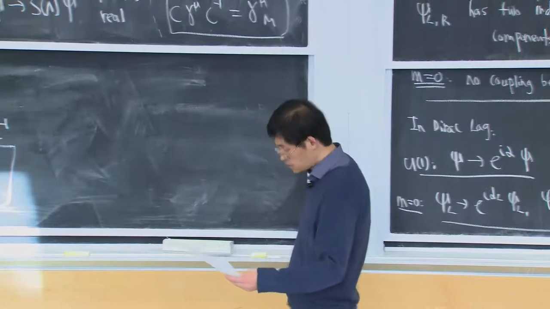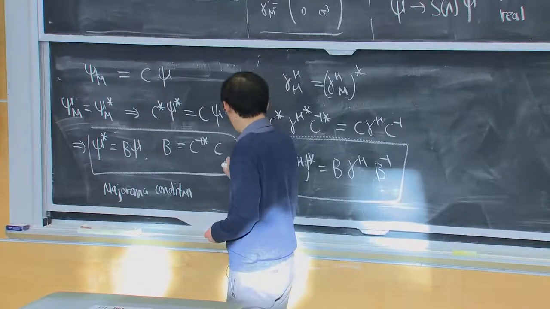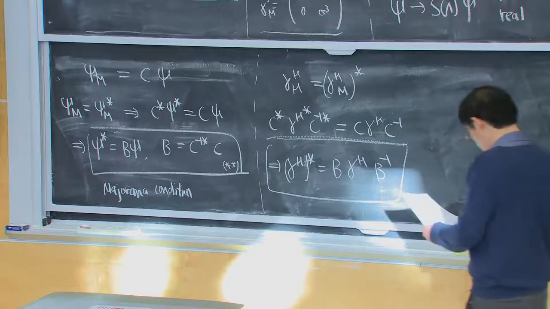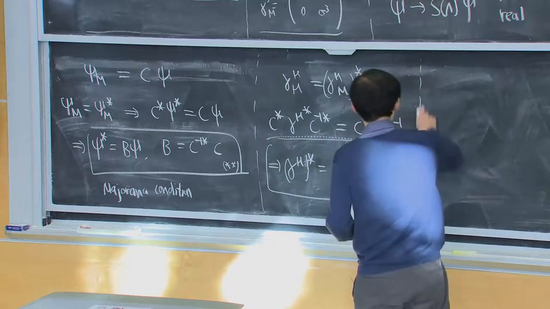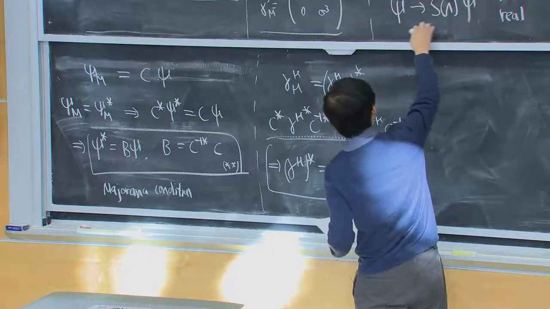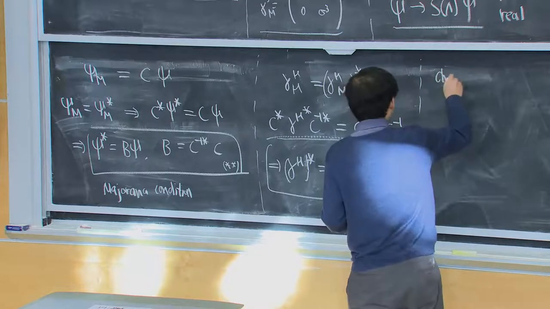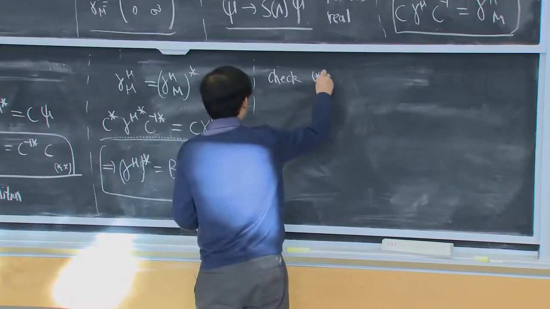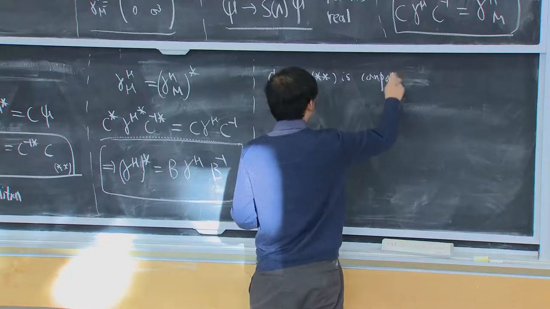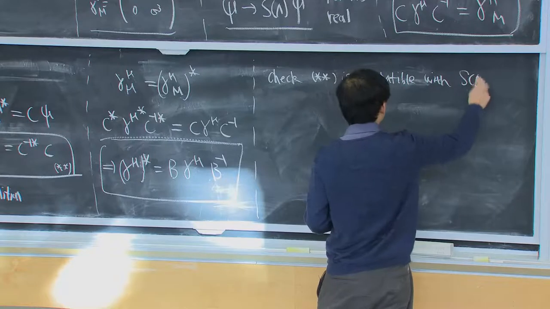Okay, so now let's double check. Let's call this equation star star. So let's check that star star is compatible with the Lorentz transformation. We showed that in the Majorana representation this is compatible with Lorentz transformation, so we still need to check that star star is compatible with the Lorentz transformation.